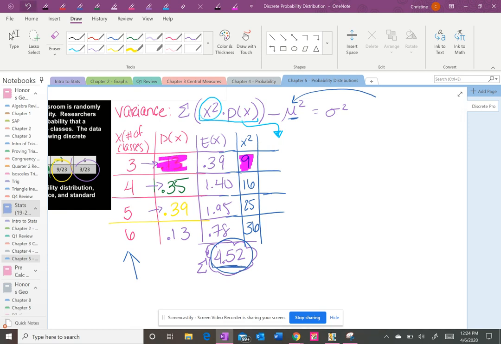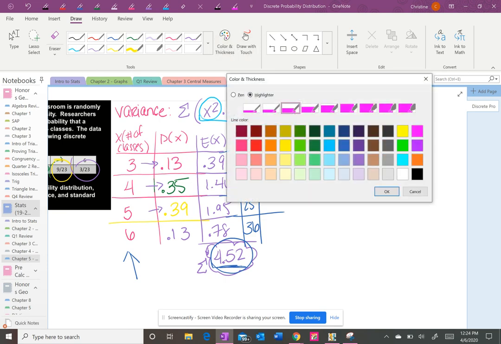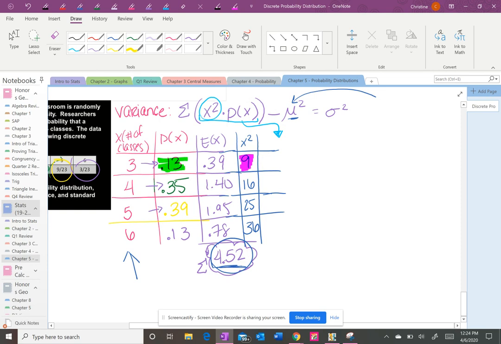And you already have a column called p of x. So all you're going to do in this column is do 9 times 0.13. The next one would be 16 times 0.35. You're just following a formula. 25 times 0.39. 36 times 0.13.